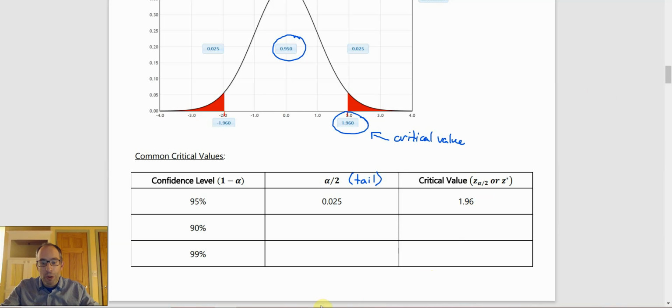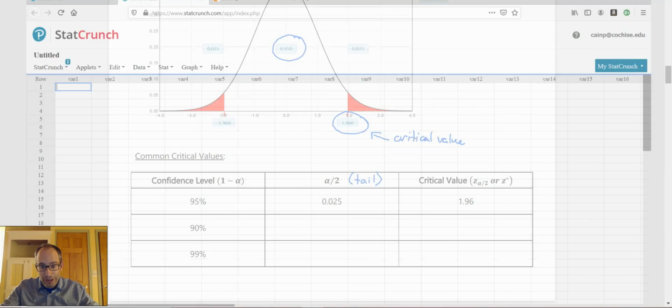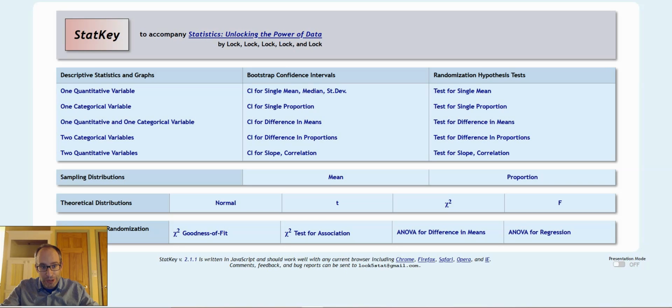So how do we get these other ones? Well, you won't need to actually derive these in the future, but I can show you where they come from. I certainly don't think it hurts. So this StatKey thing, this is free. You don't need to log into it or anything. If you Google StatKey, if you really want to look at it a little bit more, you can. Most of it is for simulation, which we're not actually going to do, like bootstrap and randomization. It's in our book, but we're not actually going to cover it. The things that we need are down here, where it says theoretical distributions, normal, and t.